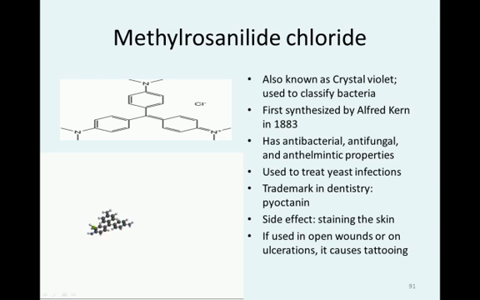Methylrosaniline chloride, also known as crystal violet, is used to classify bacteria. It has antibacterial and antifungal properties. It is used to treat yeast infections, and its side effect is staining the skin.